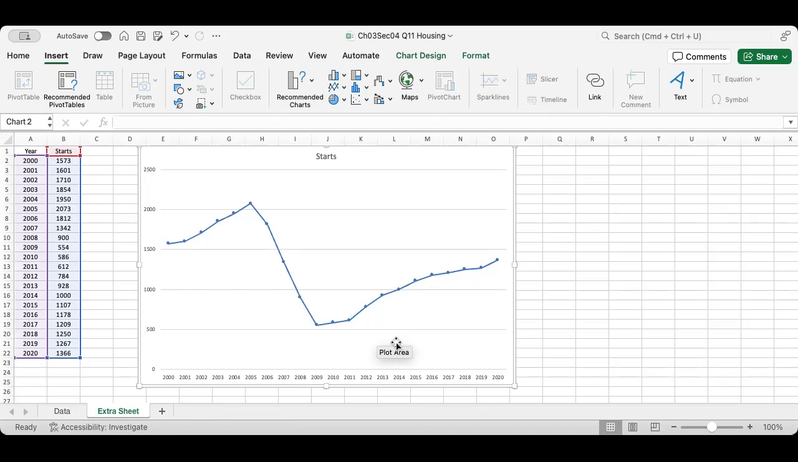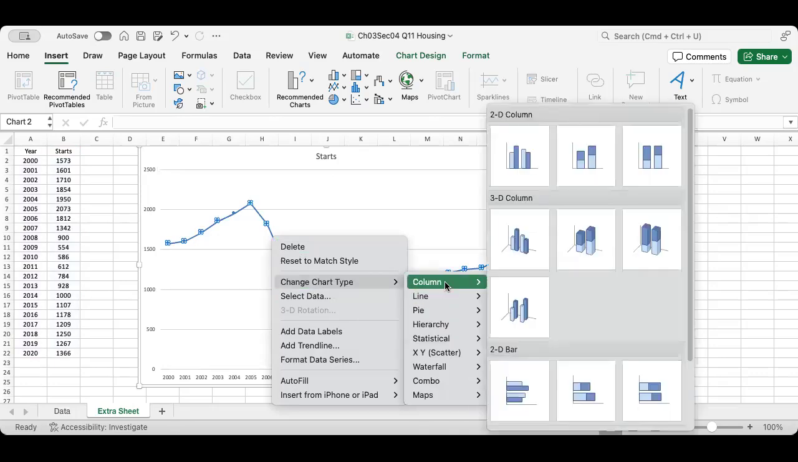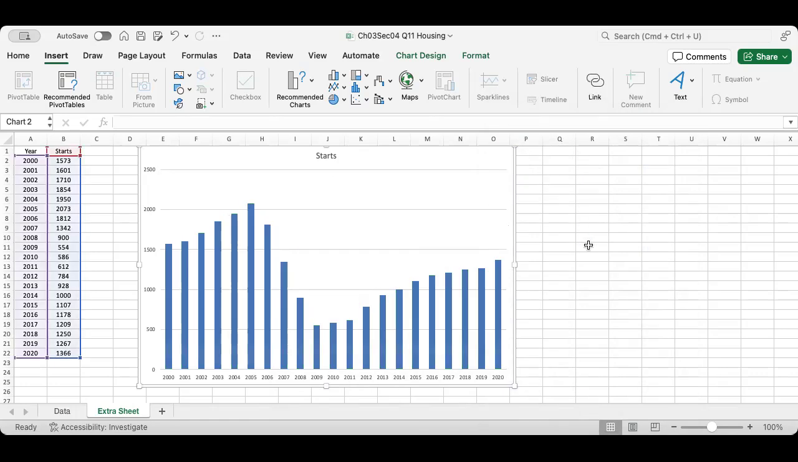Oh, there's the housing crash. And then we started to recover and housing starts went back up. We started to see over time this sort of behavior. Now this as a line chart draws a time series more clearly. As a bar chart, and I could change the chart type here, I could make this a column chart. It doesn't look anywhere near as nice, does it?